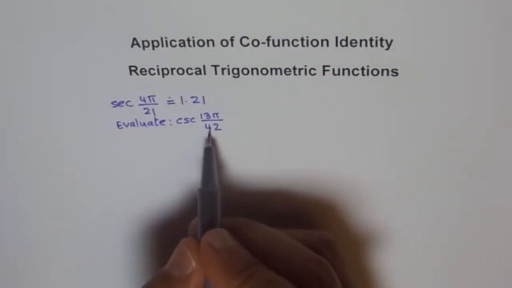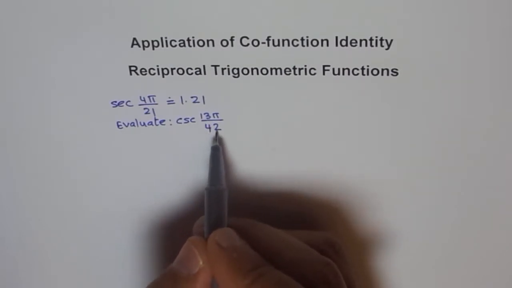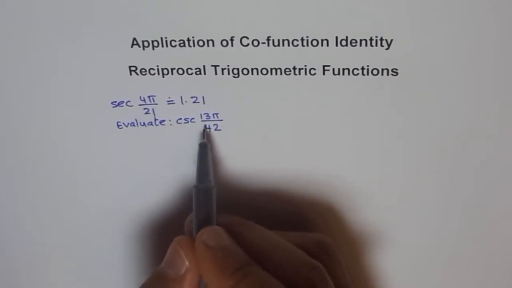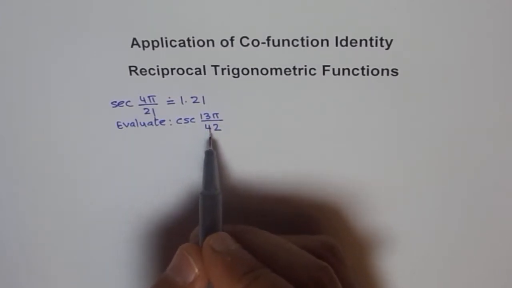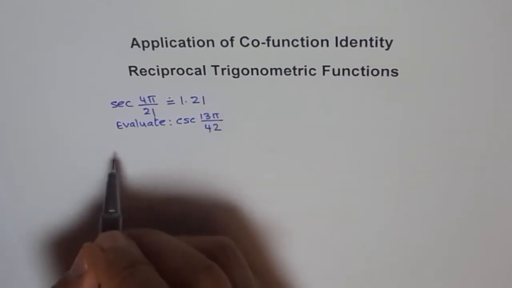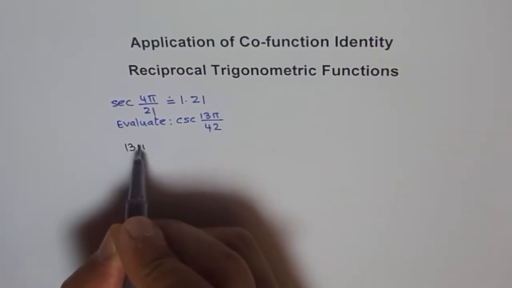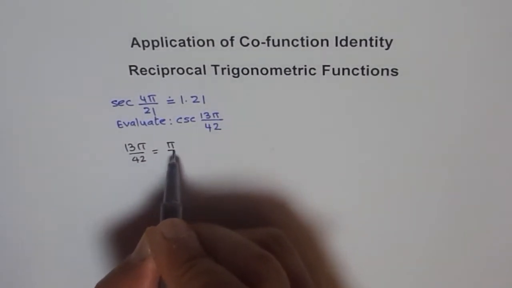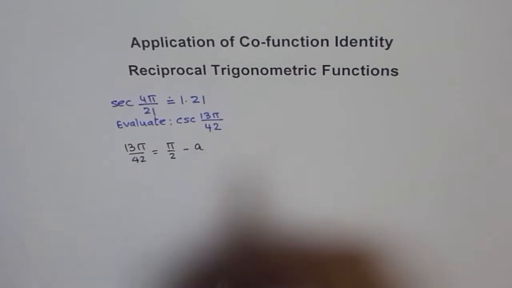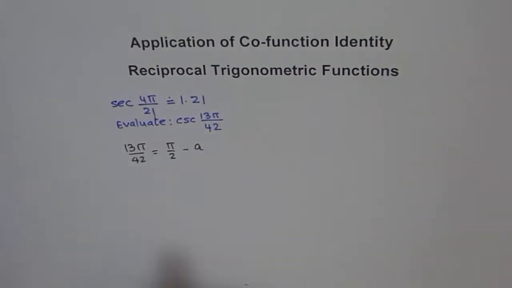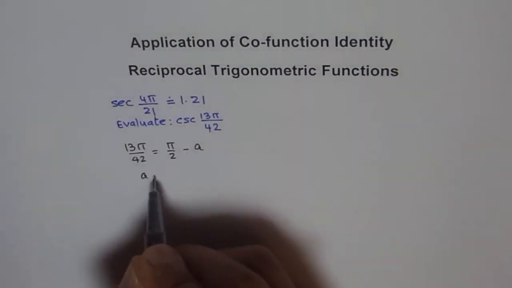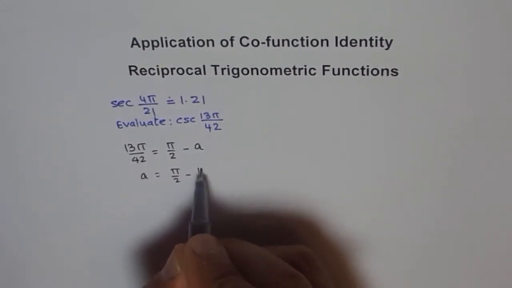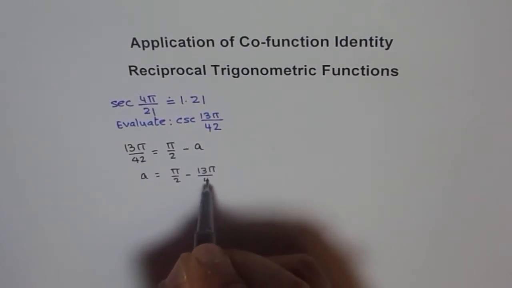We know that this is in quadrant 1 because 42 half is 21 and this is less than 21. Graphically, I'll show you, it's very easy to do, but I'll do algebraically first. So it is in quadrant 1. So we can write 13 pi by 42 should be equal to pi by 2 minus some angle alpha or a, and we'll try to find what that a is. So a is equal to pi by 2 minus 13 pi by 42.